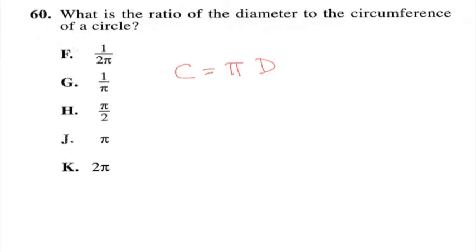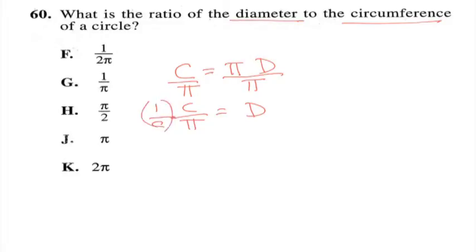So we're going to set it up this way. We're going to divide both sides by pi, and that moves the pi over to here. So now we know that d is equal to circumference divided by pi. Now we've got to get it as a ratio of the diameter to the circumference. That means now we're going to multiply both sides by 1 over the circumference, or divide by the circumference, whichever way you want to do it. And that means 1 over pi is equal to the ratio of diameter divided by circumference, making the answer G.